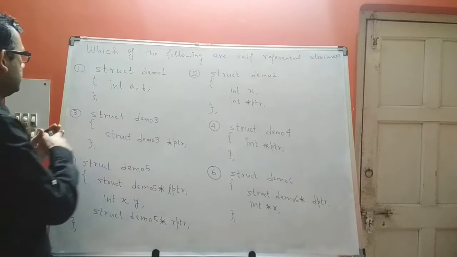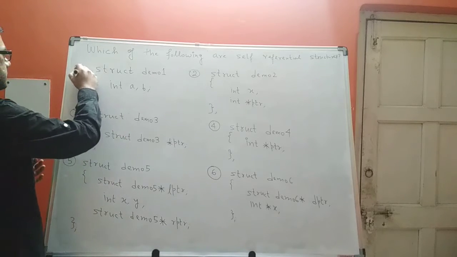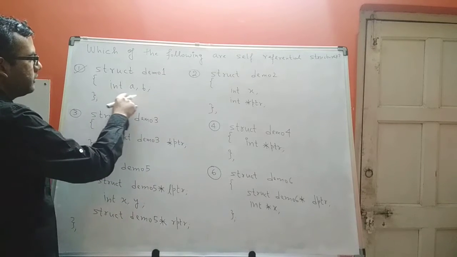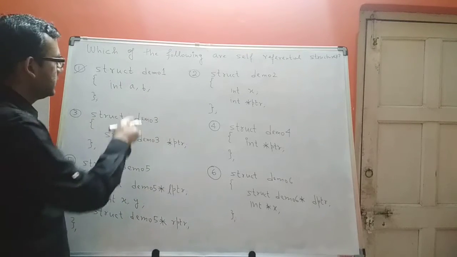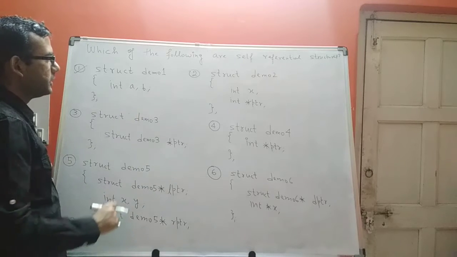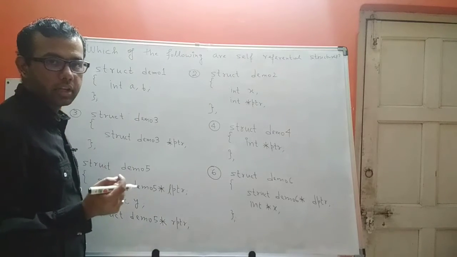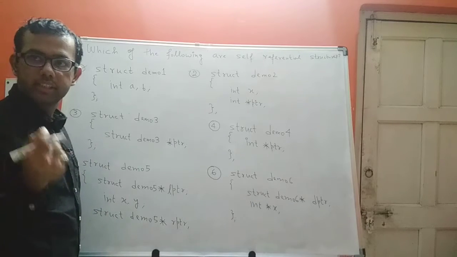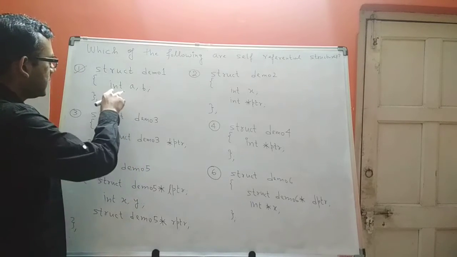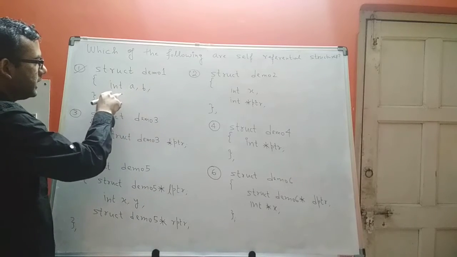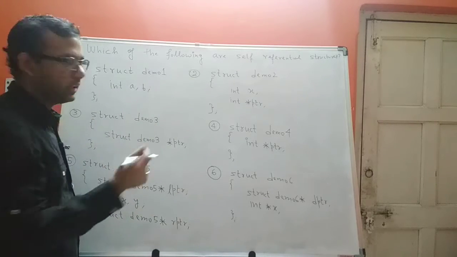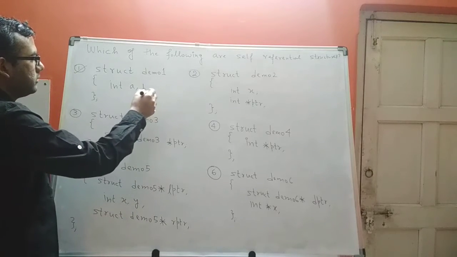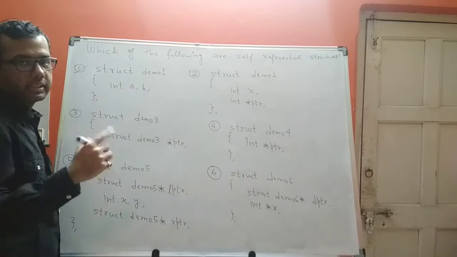So the first one that we see here is, the name of the structure is Demo1 and we have two integer members. The first member is A and the second member is B. Now what did I say? A self-referential structure must have at least one member which is a pointer to the structure itself. Here in this structure, first of all, there is no pointer, right? You don't see any pointer, so you can outright reject it as not being a self-referential structure.